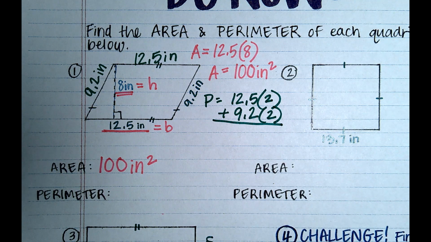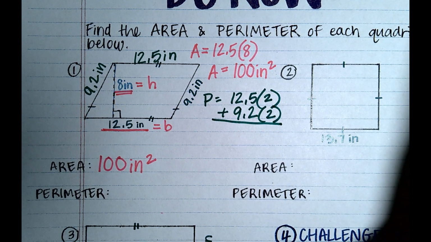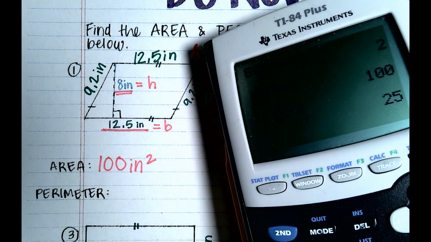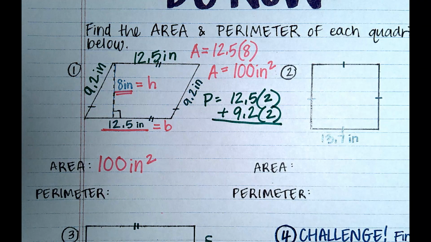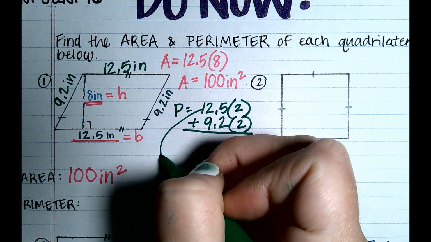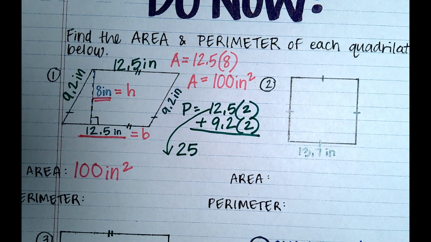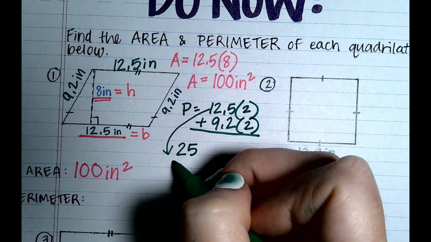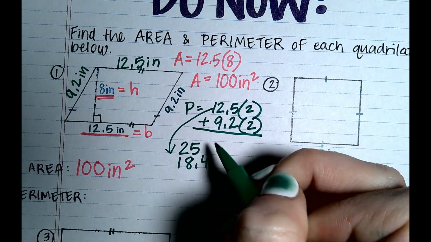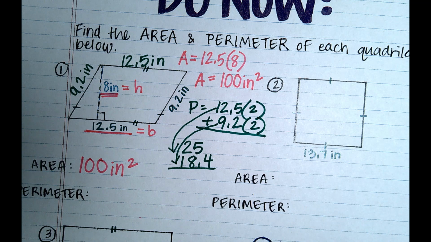And let's see. I'm going to do 12.5 times 2. That gave me 25 right here. So I might be doing it slightly different than you did. Yeah, it's a long day. This is a little bit longer, I think. 9.2 times 2. I got 18.4. And then we add those.